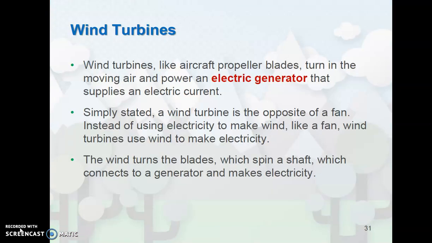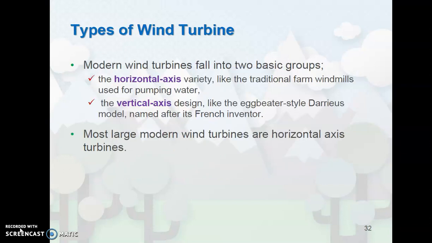Wind turbine. Wind turbines, like aircraft propeller blades, turn in the moving air and power an electric generator that supplies an electric current. Simply stated, a wind turbine is the opposite of a fan. Instead of using electricity to make wind like a fan, wind turbines use wind to make electricity. The wind turns the blade, which spins a shaft connected to a generator, which produces electricity.